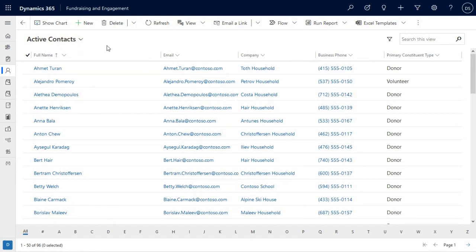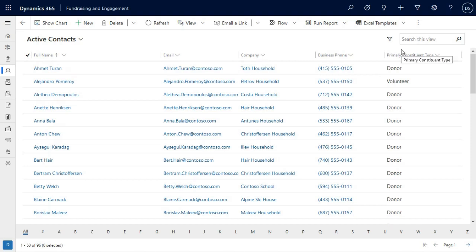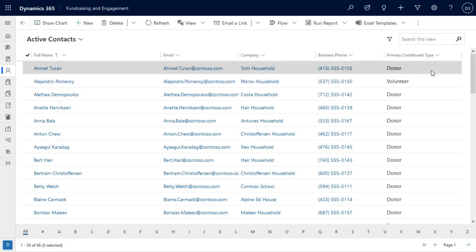So we have come to the contacts and we want to have a whole idea of how you can manage your donors, how you can manage your supporters within the system, and how this will help you. As you can see right now on the screen, it is able to showcase the important aspects of these individuals, these donors. It tells us who this individual is, what their primary information is, which household or organization they belong to, and other aspects such as their primary constituent type, which you can see on the right-hand side.